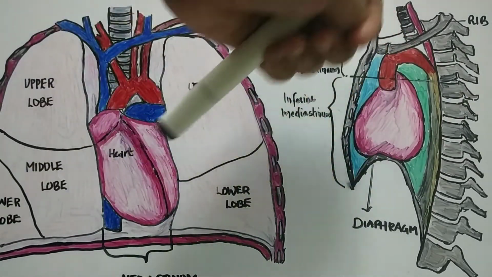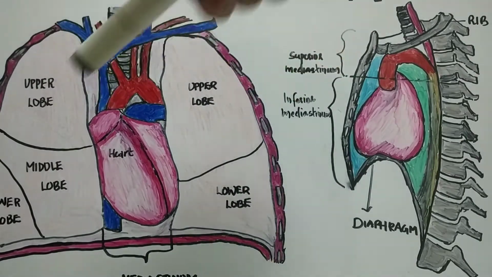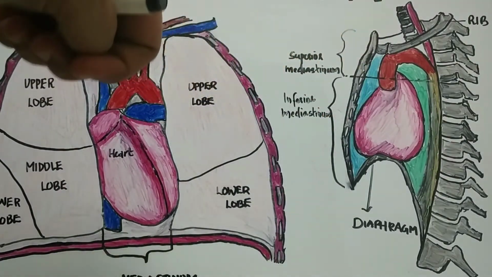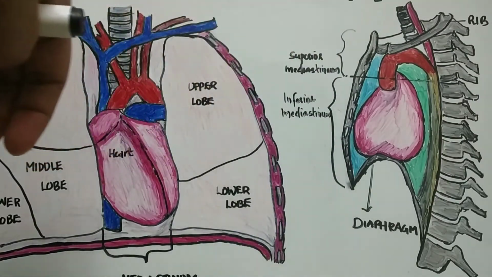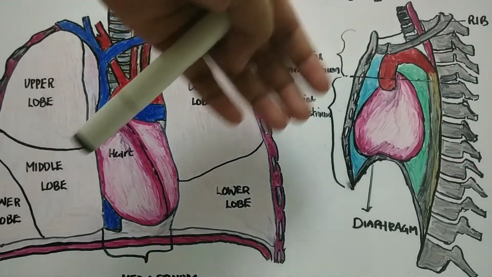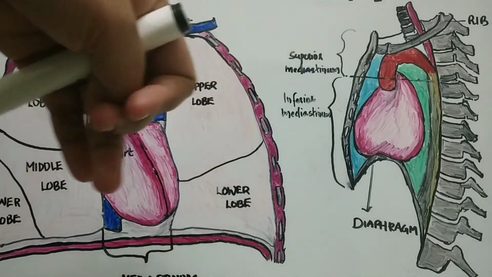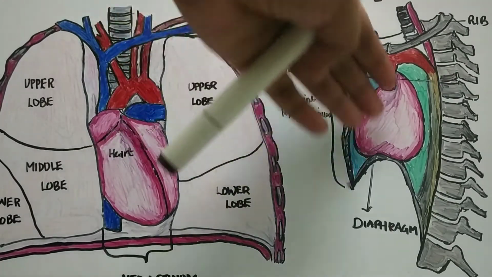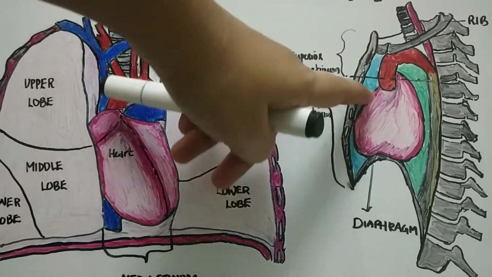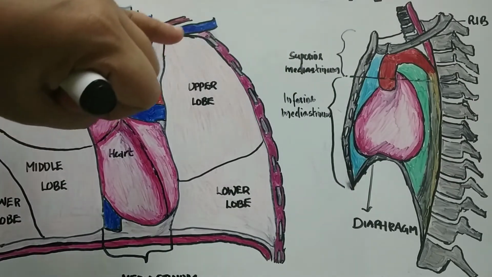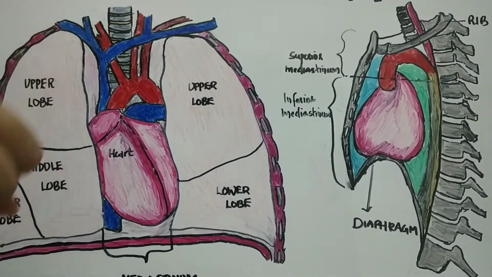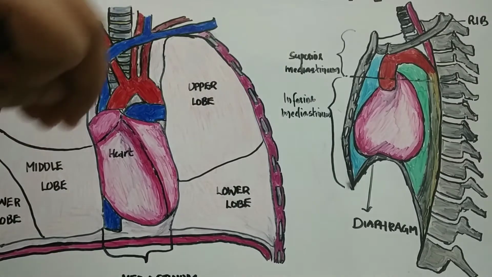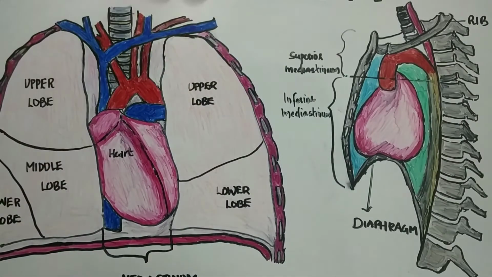Now we will go through the contents. The contents are the sternopericardial ligaments, lymph nodes with the lymphatics, small mediastinal branches of the internal thoracic artery, the lower part of the thymus, and also areolar tissue. These are the contents of the anterior mediastinum.